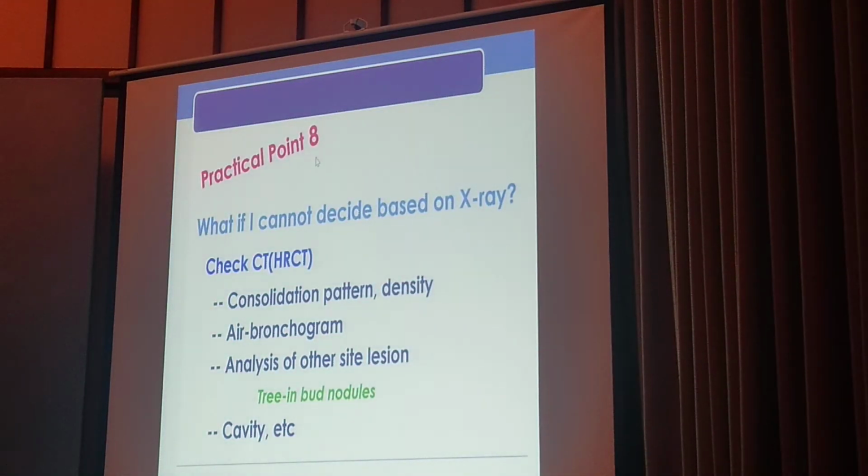Practical point 8, the last one. If you cannot decide whether the finding is pneumonia or tuberculosis based on the X-ray film, then CT such as HRCT must be checked. Analyze the consolidation type, pattern and density, air bronchogram, and analysis of other regions such as tree-in-bud nodules and cavity. This analysis may be helpful for differentiation of tuberculosis from pneumonia.